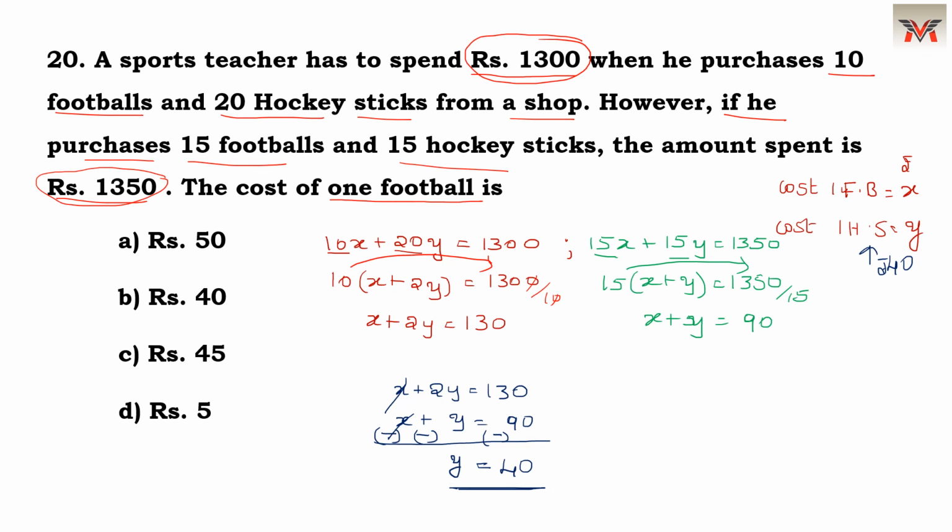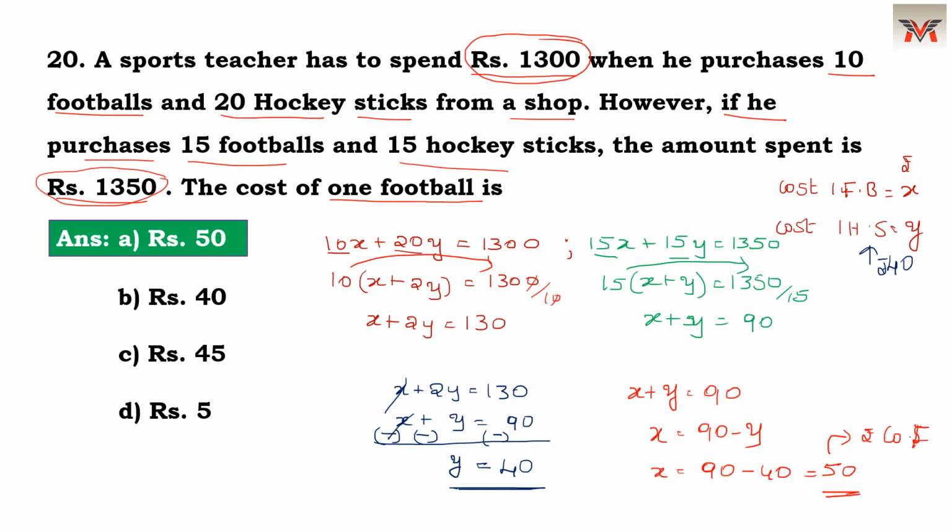Now we have to find the cost of the football, that is the value of x. So here, what's the value of x? We have x plus y is equal to 90. Therefore, x is equal to 90 minus y. So x is equal to 90 minus 40, which is equal to 50. So 50 rupees is the cost of the football. Therefore, the correct answer here is option A, rupees 50.